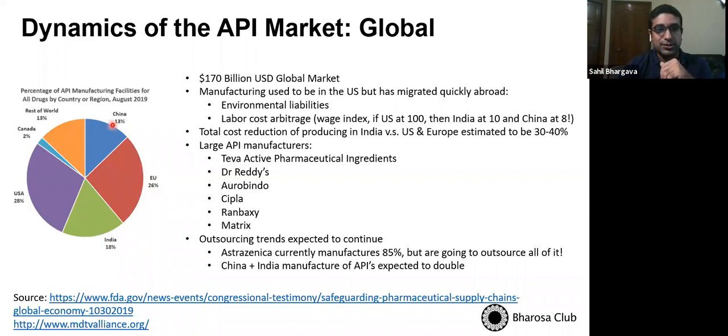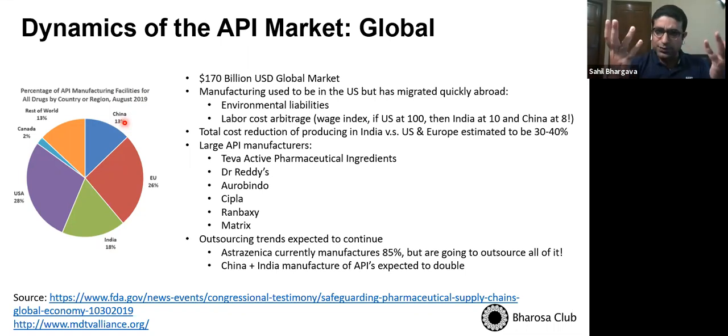Second thing I noted is that India and China have a pretty sizable and roughly equal share of the manufacturing facilities, which is also an interesting data point. So if we do believe that people are going to try to move supply chains from China to India, there's actually a sizable chunk of the market that could shift and again provide a tailwind for Indian manufacturers of APIs.